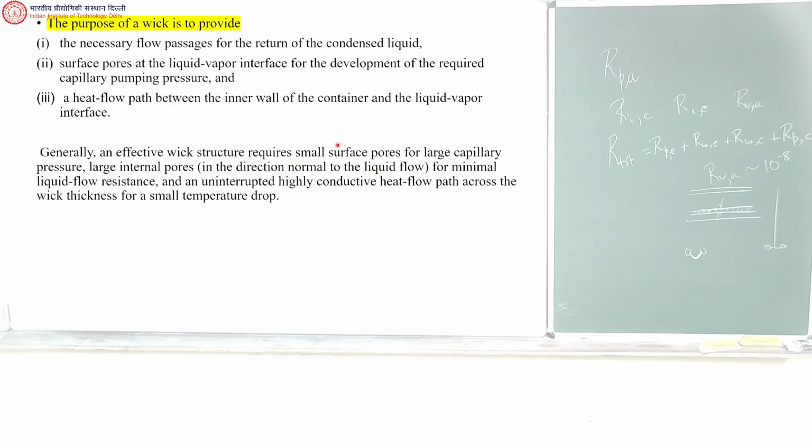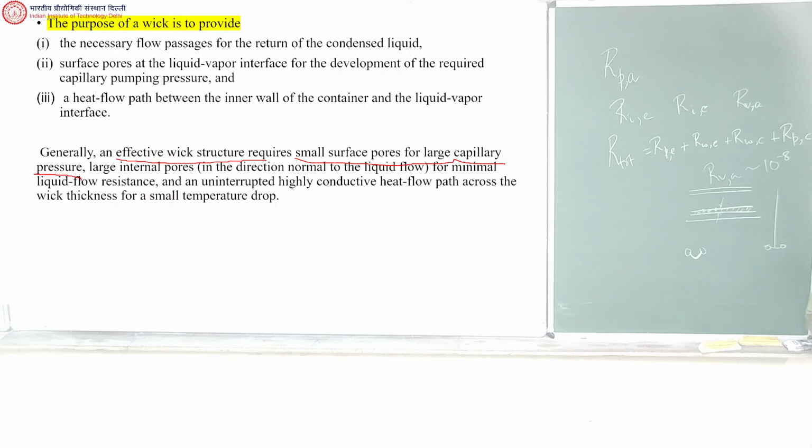And so an effective wick structure, maybe I can mark these things. The effective wick structure requires small surface pores for large capillary pressure. So this has to be small, right, to give you large capillary pressure. Why? Why does it have to be small?